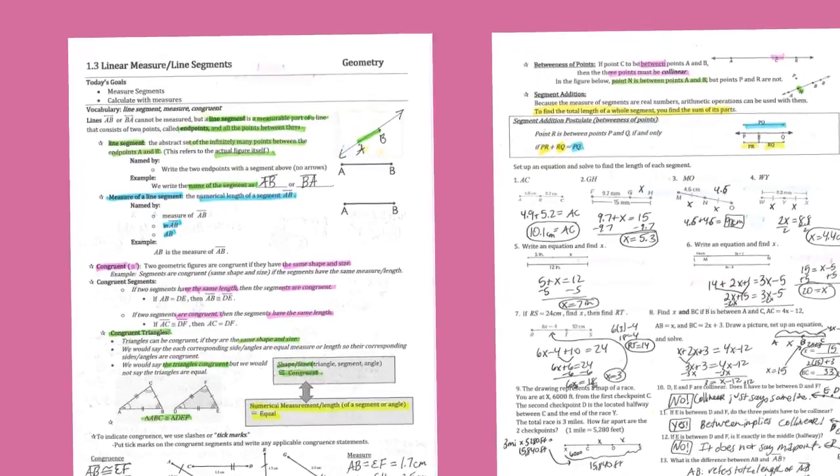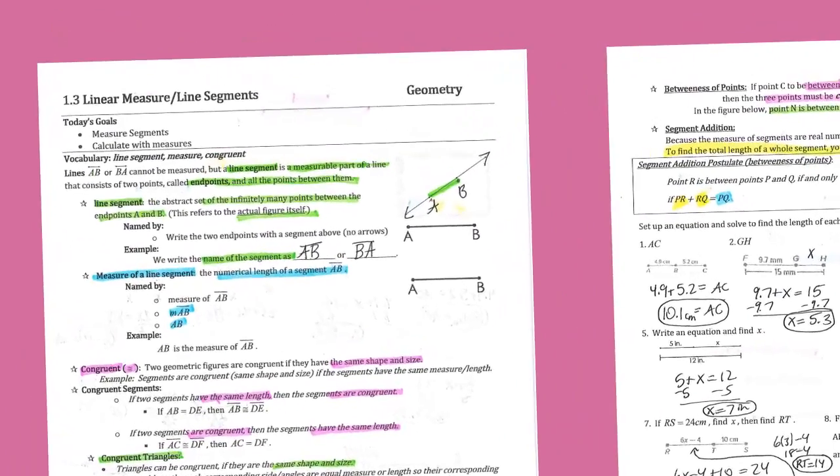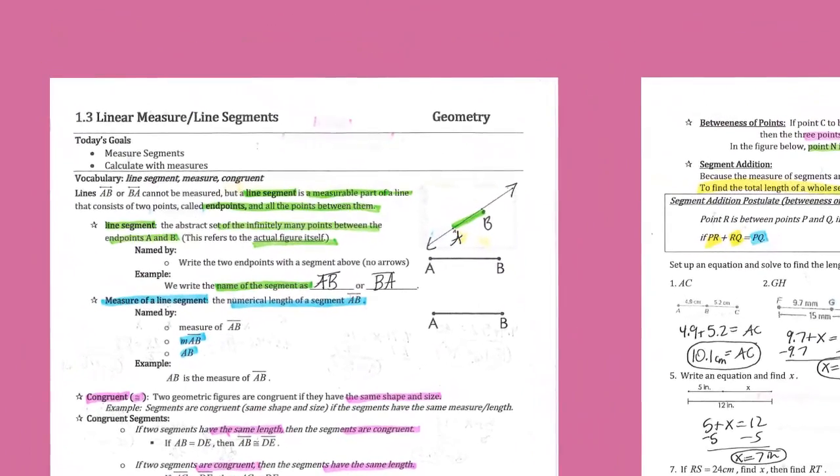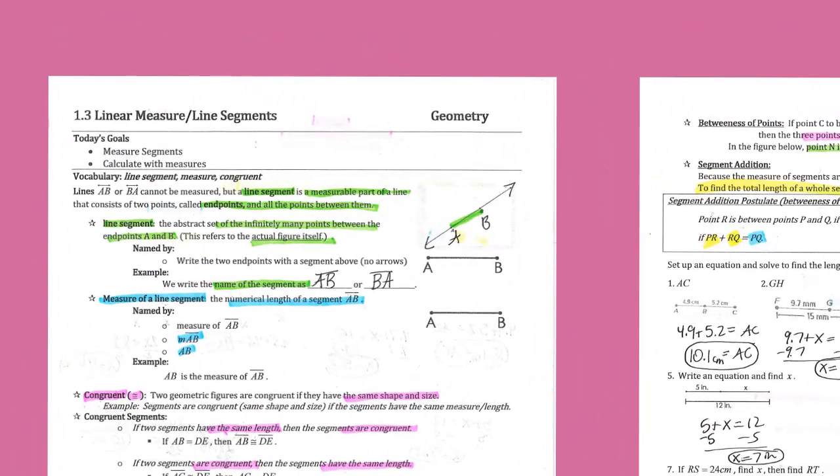All right, so let's talk about section 1.3. Okay, and so I think the big thing for me would be we've spoken about how to name points, lines, planes, and then we talked about what it means to be collinear, and we talked about coplanar, and what we're going to talk about now would be line segments and their measurements.